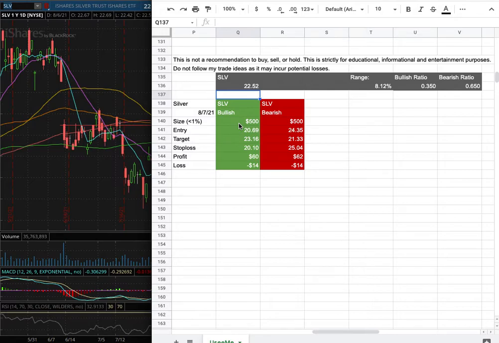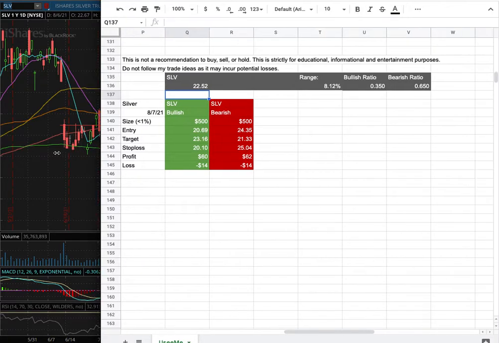of my portfolio. My long entry is at $20.69, my sell target is at $23.16, and my stop loss is at $20.10. However, if I were to open a short position, my entry is at $24.35, and that is this range here. My sell target is at $21.33, and my stop loss is at $25.04. So, whichever entry price were to hit first, that'll be my position of the week.